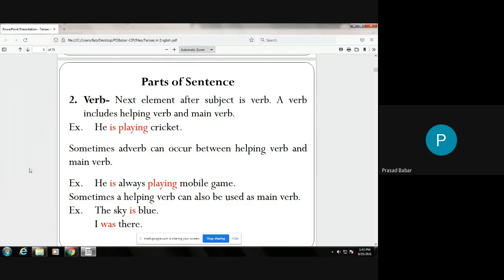Why is it? Because there is no helping or there is no main verb present in this sentence. Here in this sentence there is only a helping verb, and that is was, and that is why was here works as the main verb of the sentence. So this is about the verb.